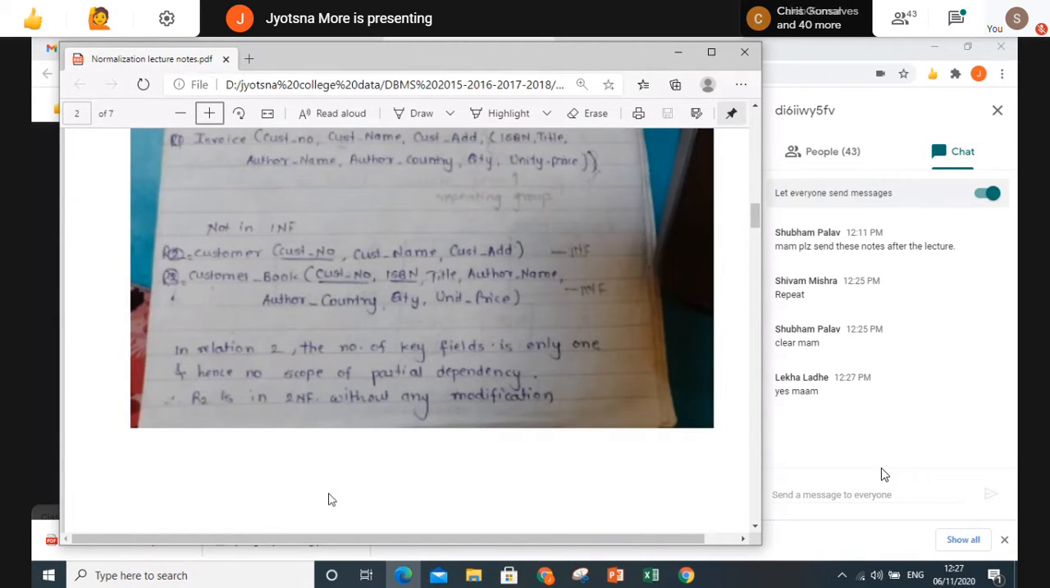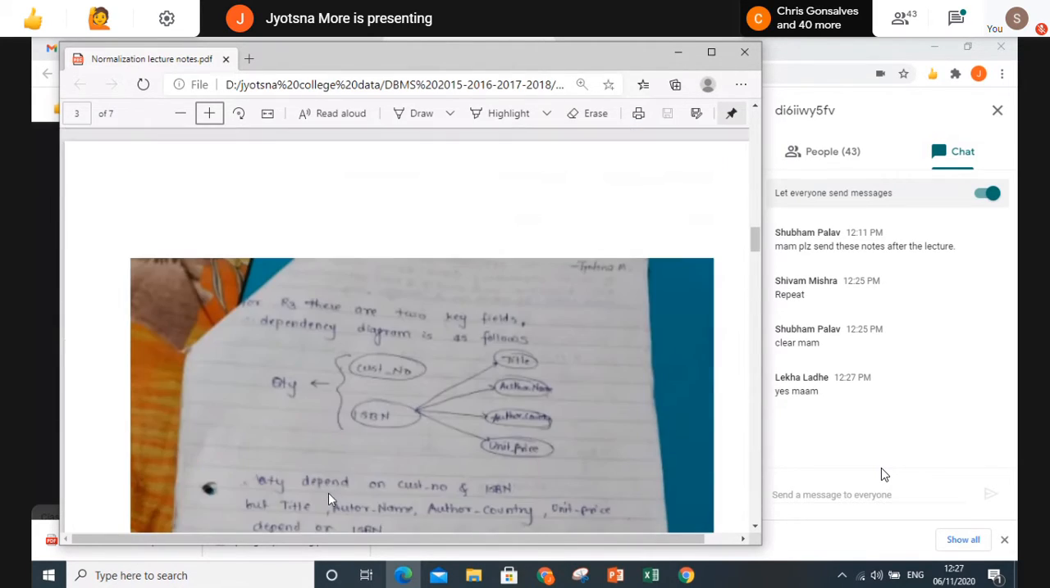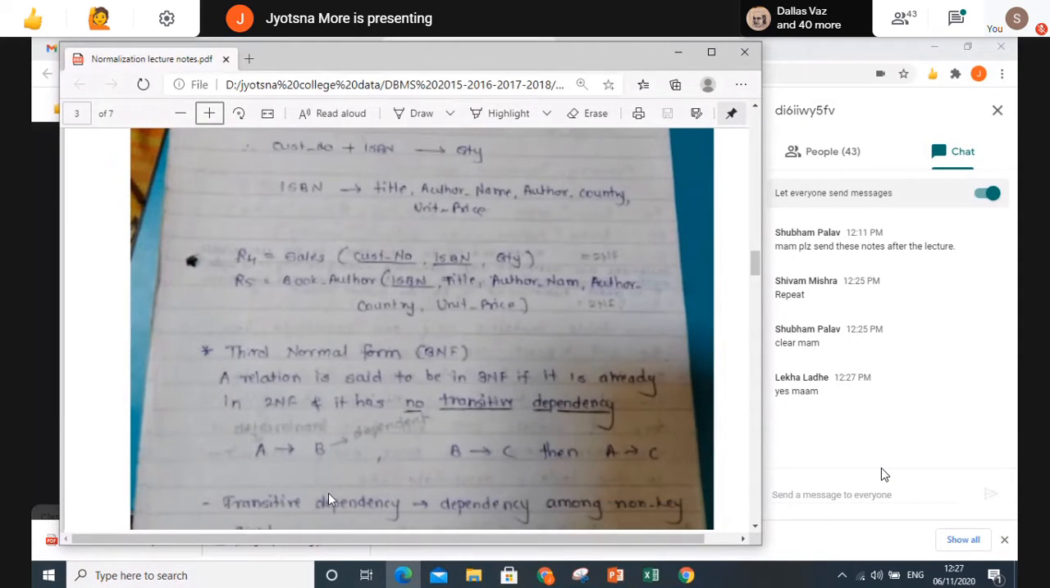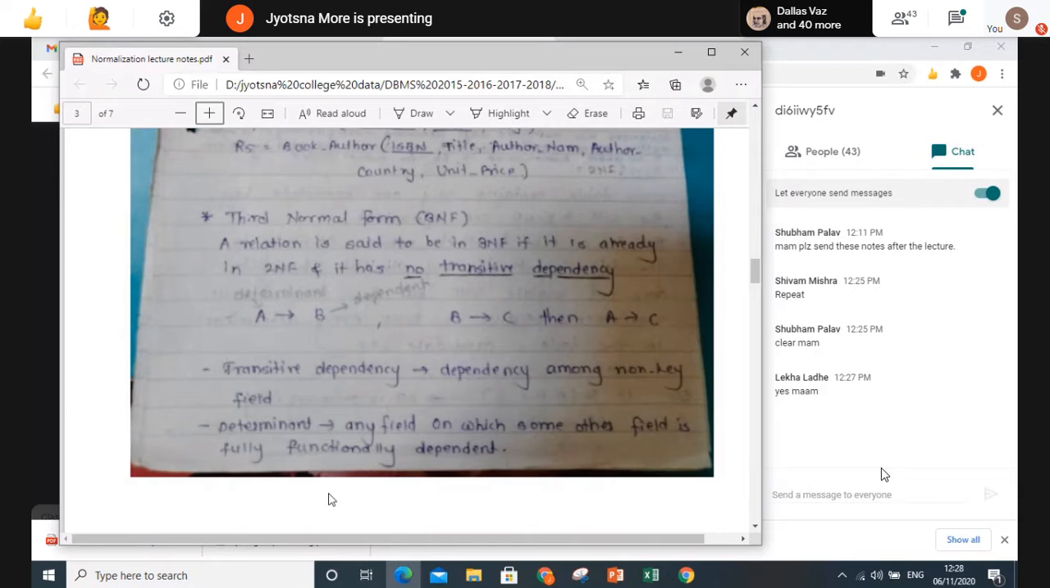How to solve this sum, that part I will explain in the next lecture. I will go for 3NF now. 3NF is third normal form.